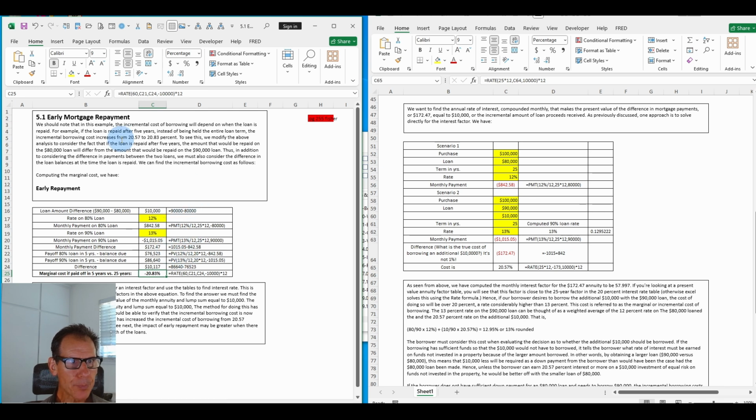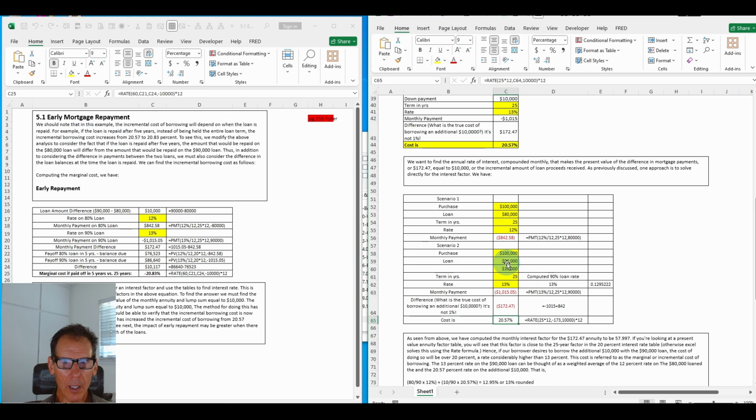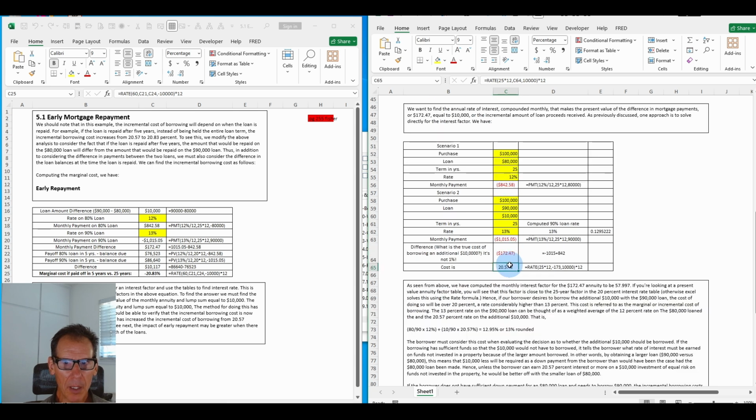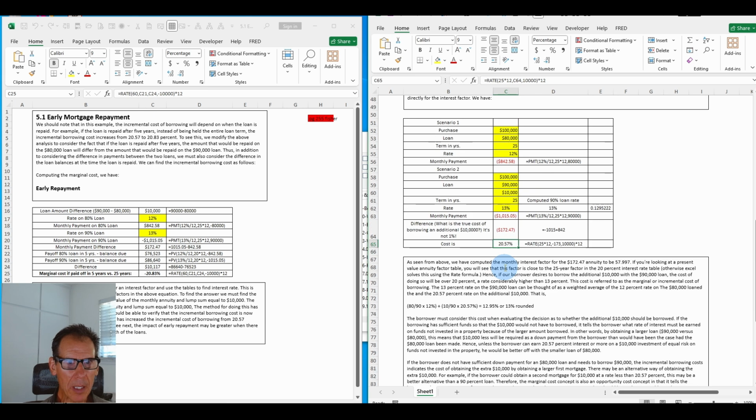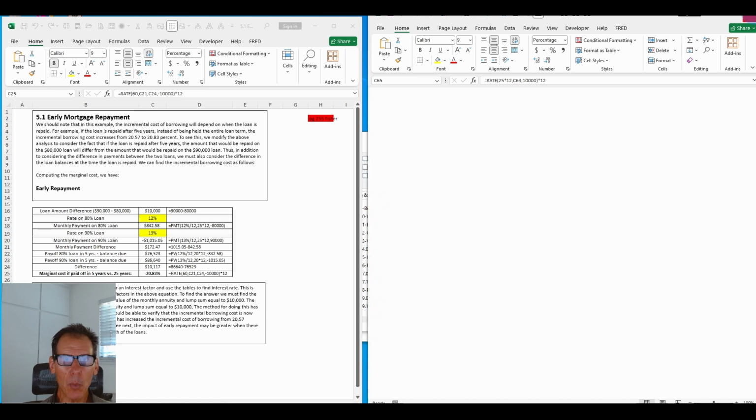I went through rather quickly in terms of that second situation where there was an early repayment. Let's go over this again. Early mortgage repayment, as noted over here, is the example I'm talking about. If there was an early repayment, would the rate be 20.57? Is that accurate? No. This is just the first example. The cost from 80 to 90% was 20.57, but what if there's an early repayment? That's the question we're posing here.